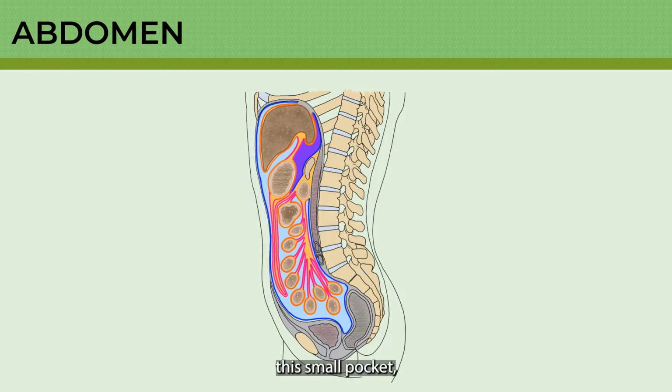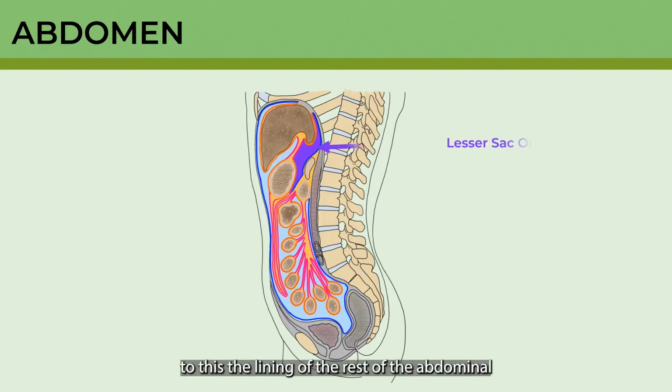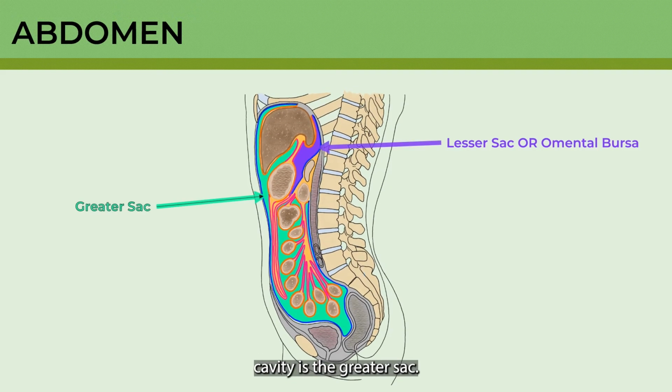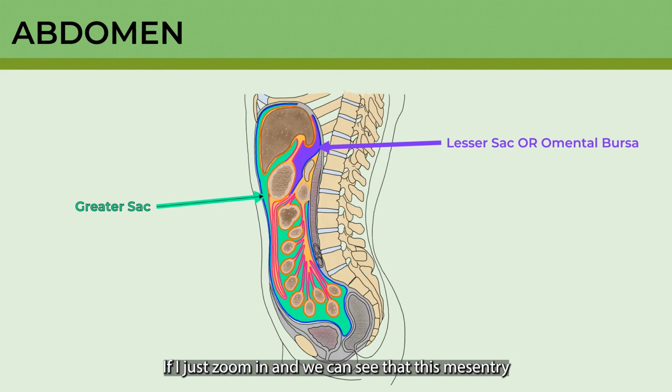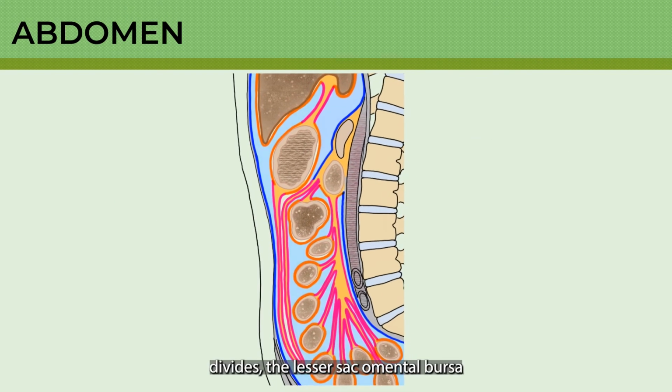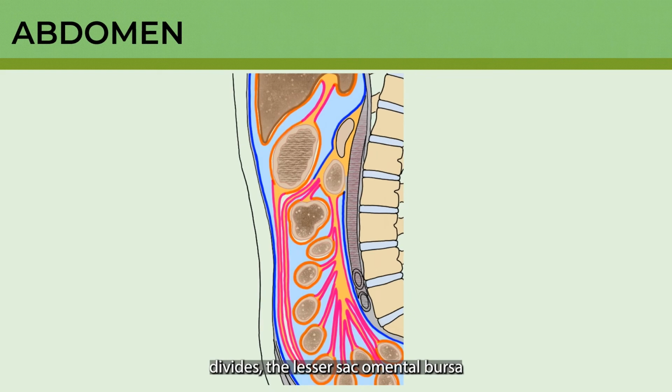This small pocket is called the lesser sac, or the omental bursa, whereas anterior to this, the lining of the rest of the abdominal cavity is the greater sac. If I just zoom in, we can see that this mesentery that divides the lesser sac, or omental bursa, from the greater sac is called the lesser omentum.